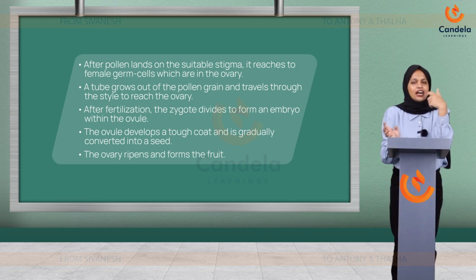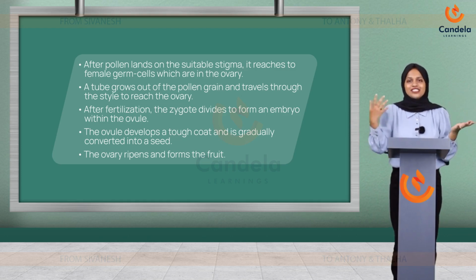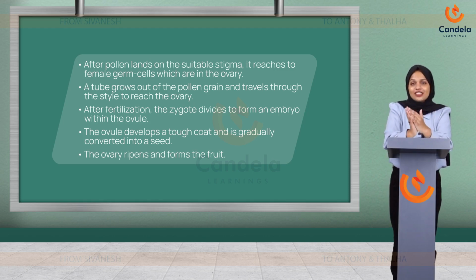Now, what happens after maturation? The ovule develops a tough coat and develops into a seed. And what about the ovary? The ovary develops into a fruit. So after fertilization, the ovary becomes a fruit and the ovules become seeds. This is how sexual reproduction takes place in flowering plants.